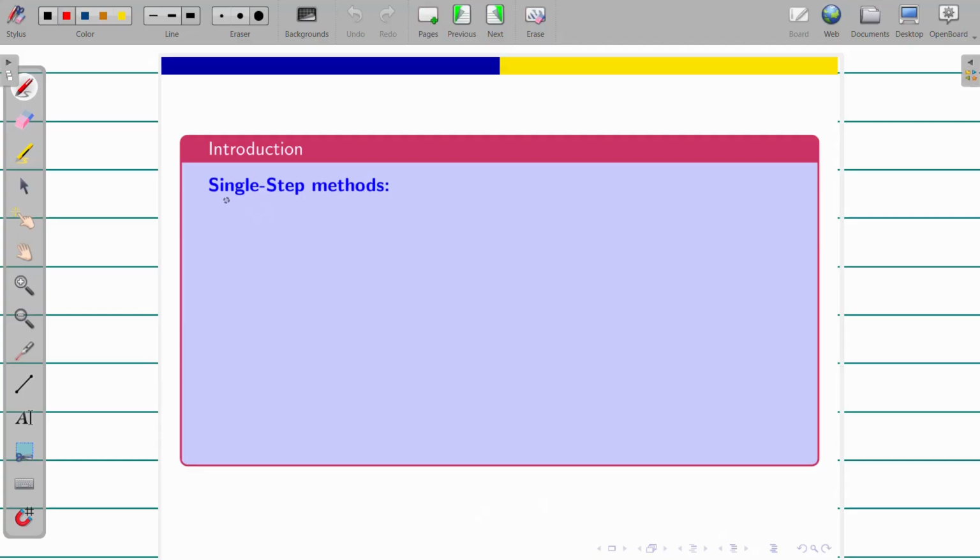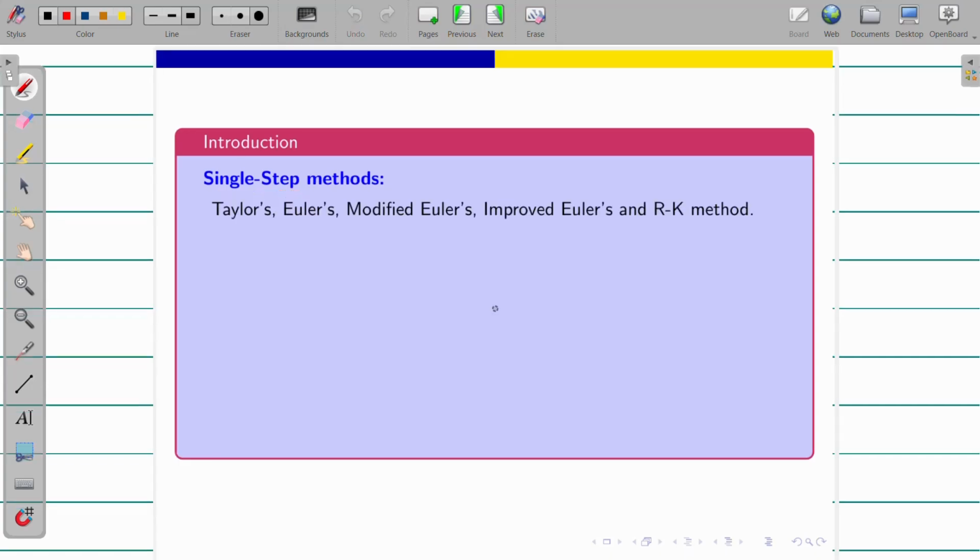What is a single step method? What are the single step methods? What we discussed already, Taylor's, Euler's, modified Euler's, improved Euler's, and RK method, everything are single step methods only, because it is only one formula, the entire thing will be one formula. We will use that formula to find the solution for the given ODE, ordinary differential equation.